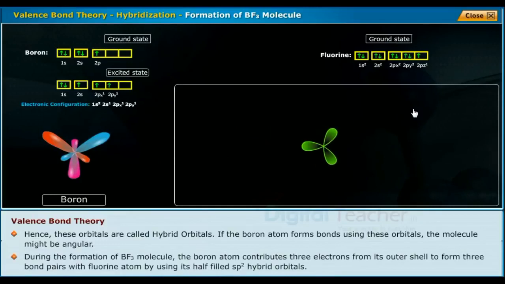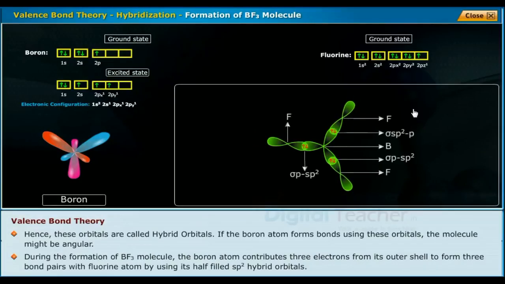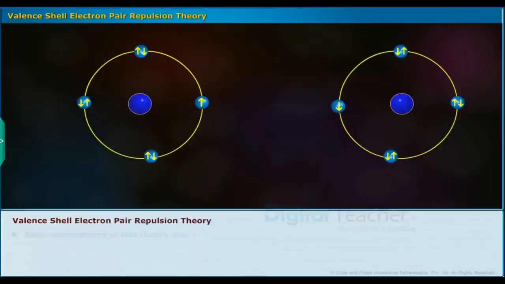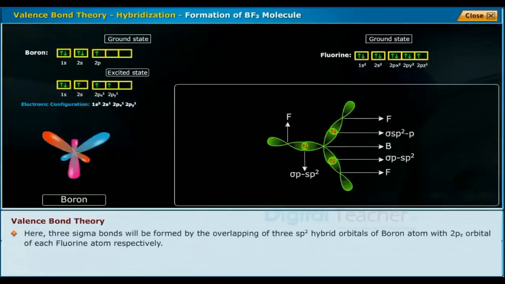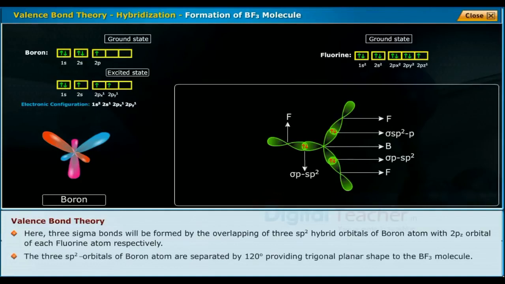During the formation of boron trifluoride molecule, the boron atom contributes 3 electrons from its outer shell to form 3 bond pairs with fluorine atoms by using its half-filled sp2 hybrid orbitals. Here, 3 sigma bonds will be formed by the overlapping of 3 sp2 hybrid orbitals of boron atom with 2pz orbitals of each fluorine atom respectively. The 3 sp2 orbitals of boron atom are separated by 120 degrees, providing trigonal planar shape to the boron trifluoride molecule.